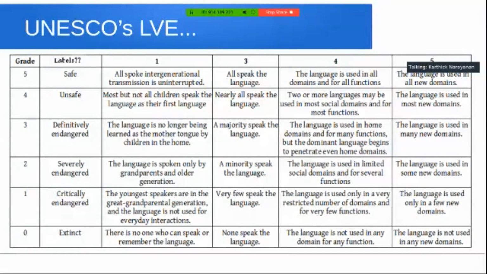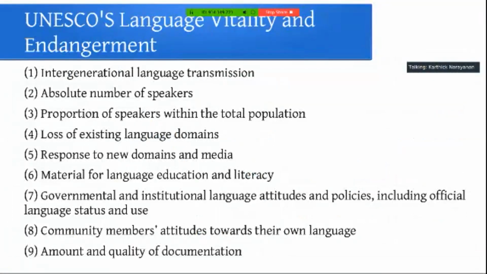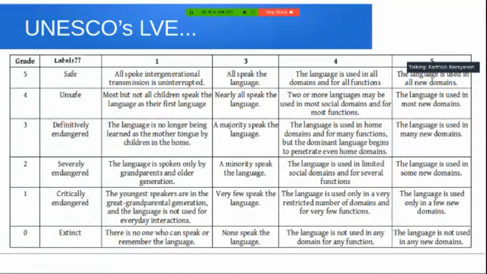And again, UNESCO doesn't really give labels or tell you how to interpret the second vitality factor they speak of, the absolute number of speakers. They just tell you that if the language has less than 10,000 speakers, it is endangered, which is something I disagree with.